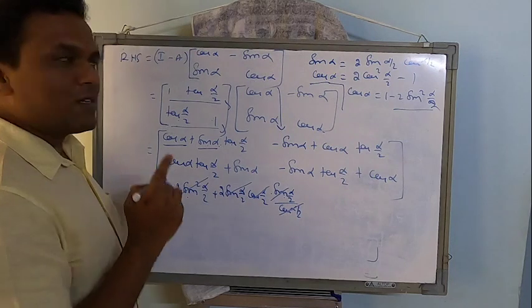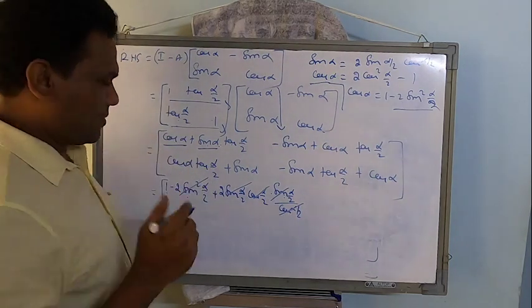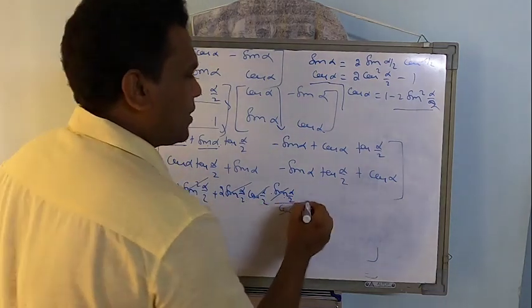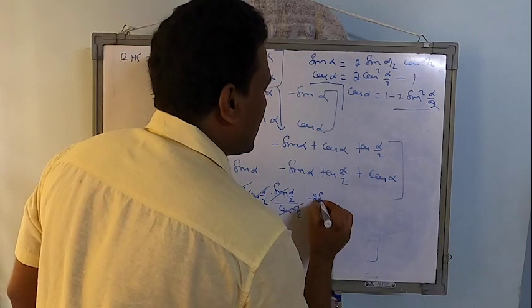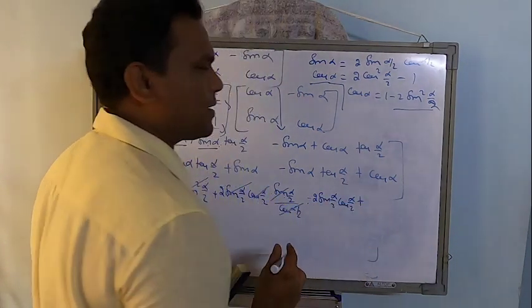This is the reason, because I already know the left hand side matrix. In the left hand side, the first row element is 1. So I got 1. So depending on the situation, we have to use it. And now let me simplify this next one. Minus 2 sin alpha by 2 multiplied by cos alpha by 2 plus.